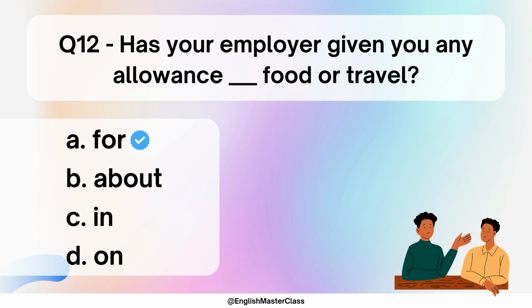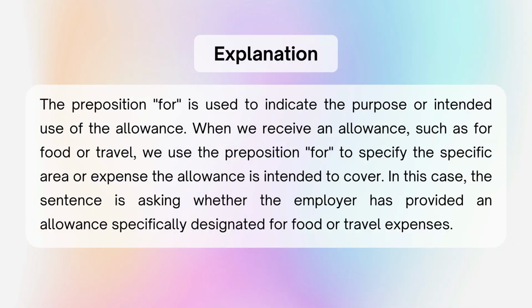Has your employer given you any allowance for food or travel? The preposition for is used to indicate the purpose or intended use of the allowance. When we receive an allowance, such as for food or travel, we use the preposition for to specify the specific area or expense the allowance is intended to cover. In this case, the sentence is asking whether the employer has provided an allowance specifically designated for food or travel expenses.